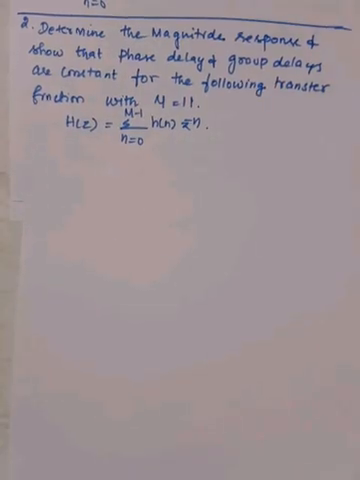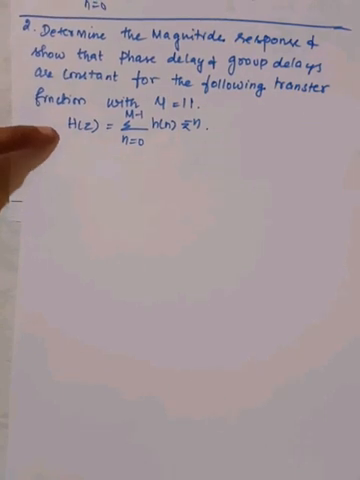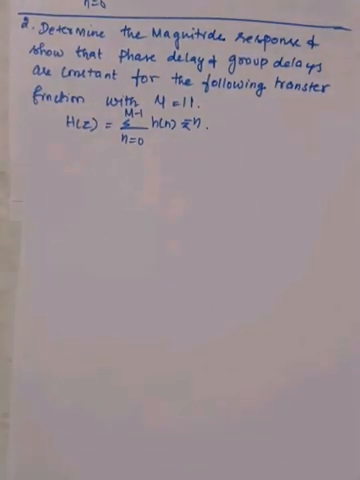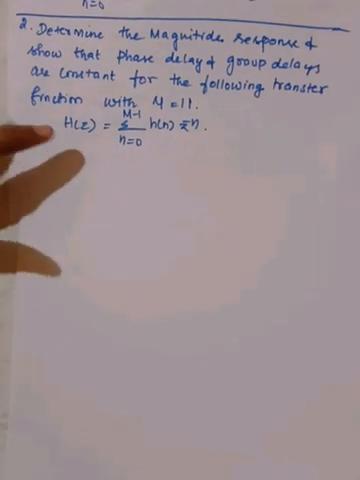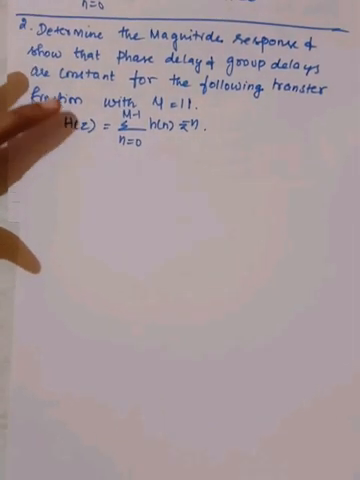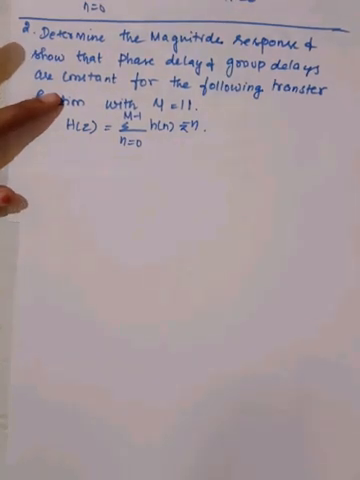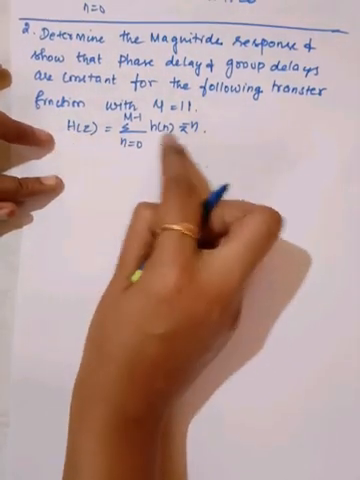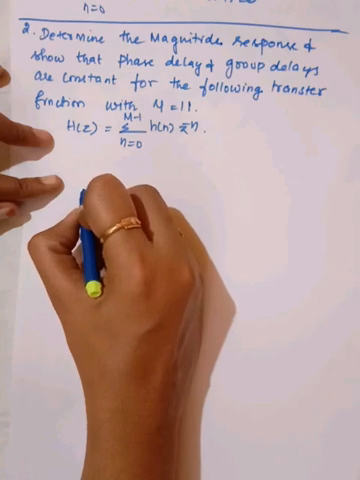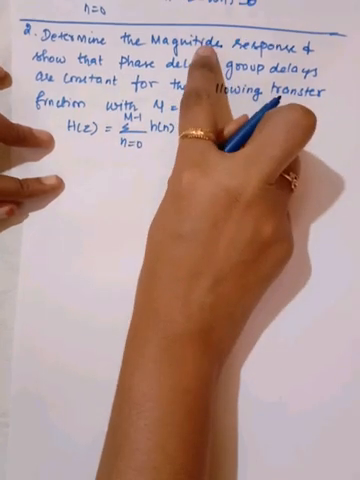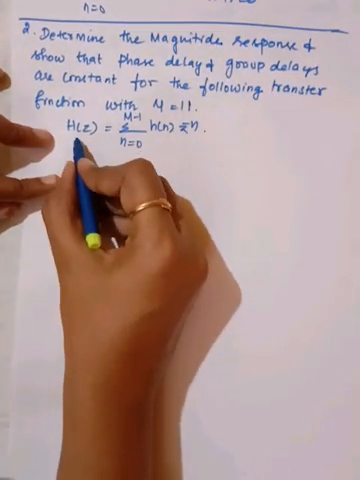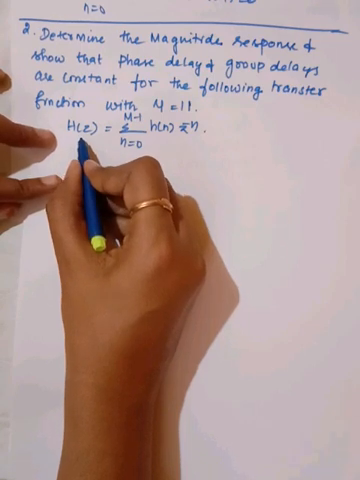Now this is the second problem. You need to determine the magnitude response and show that the phase delay and group delay are constant for the following transfer function, and this is the transfer function with m is equal to 11. Now here h of z is given. So the first thing we need to do, if we need to find the magnitude response, is substitute z is equal to e power j omega here.